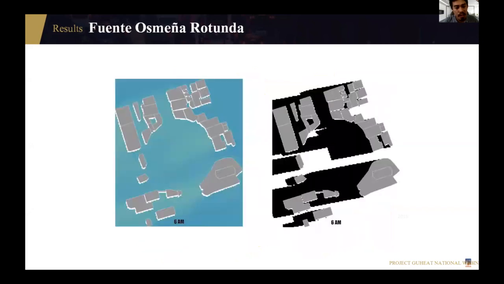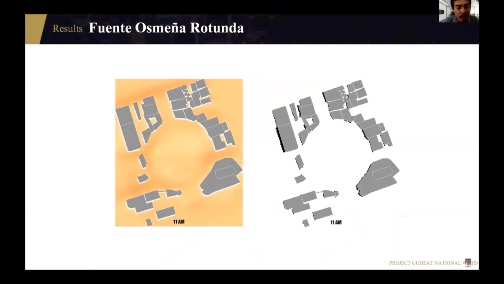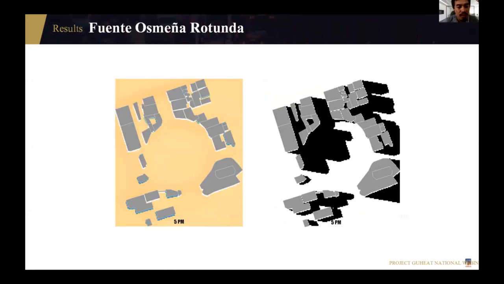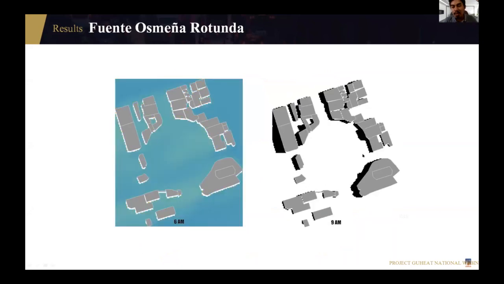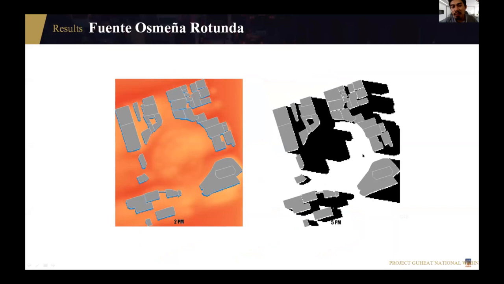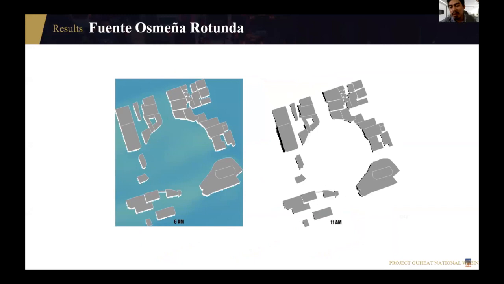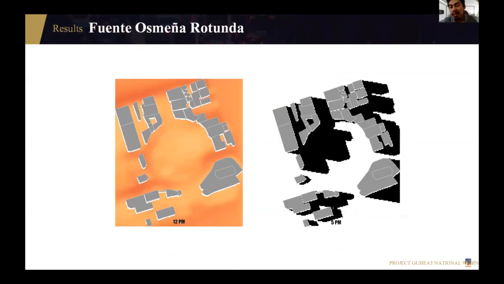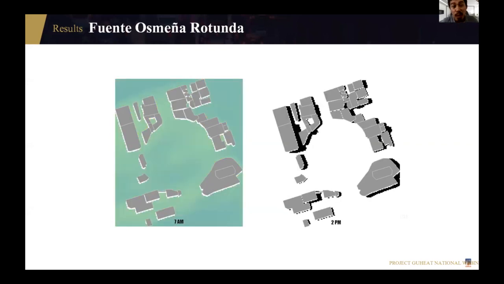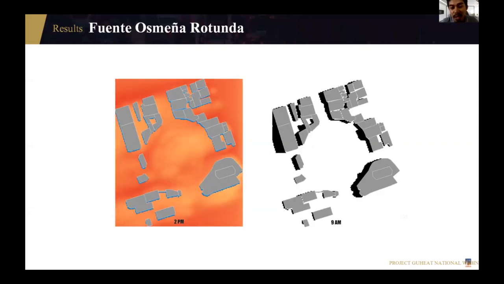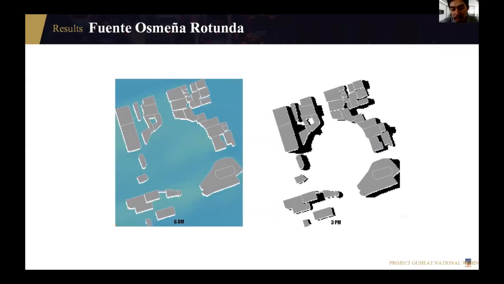So let's see the warming up of Puente Osmeña Rotonda on the left side. Then on the right side are the shadows of the buildings in Puente Osmeña Rotonda. As you can see, the shadows of the buildings in Puente Osmeña Rotonda are not that long compared to the Cebu IT Park buildings, which have a much longer shadow because of their high-rise structure.